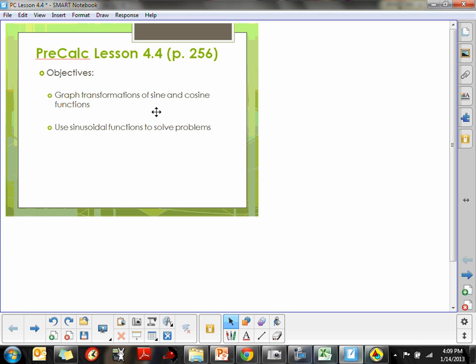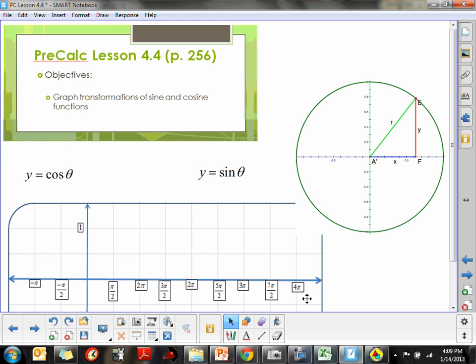So we're going to go back and get a little background information on how to graph a sine curve and how to graph a cosine curve as our angles go around and around the unit circle. Then we're going to use the sinusoidal functions to solve problems. First, we're going to figure out how to graph a cosine of theta, and then we'll figure out how to graph a sine of theta.